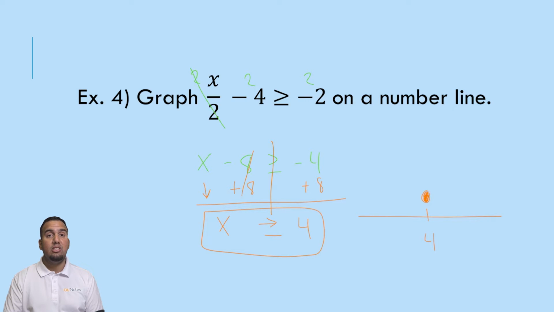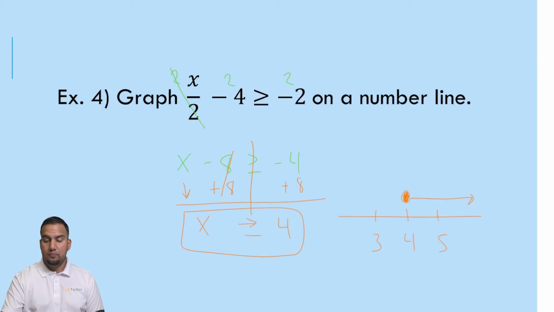Why can I do this? Because x is on the left-hand side. So I'm looking for numbers greater than 4, which are definitely going to be to the right. So my arrow is going to face the right, and that's how I graph it on a number line. So remember, when you see fractions, what do you do? Try to get rid of it because it makes this a lot easier. You become more efficient.